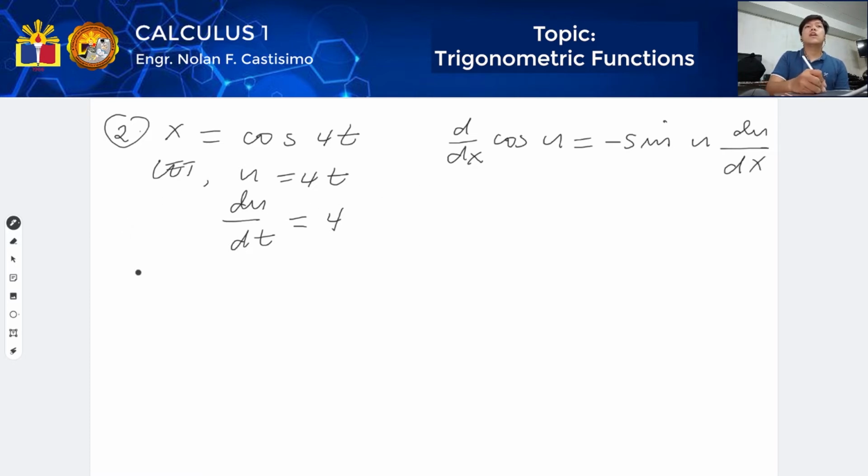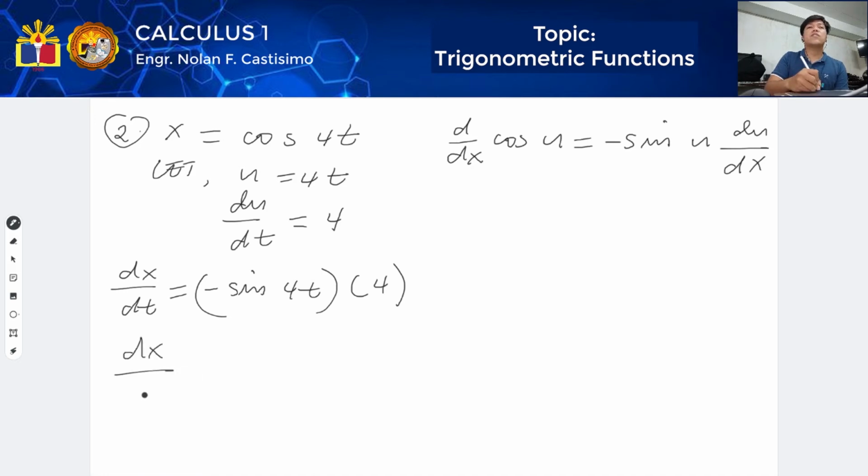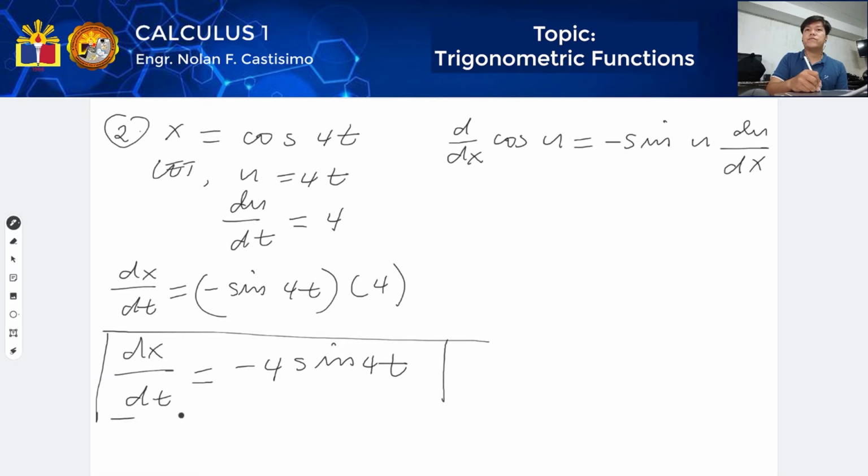So, now, dx over dt is equivalent to negative sine, ano yung u natin? 4t. Lagyan natin ng parenthesis. And ano yung du over dt natin? 4. Ayan. So now we will have dx over dt is equivalent to negative 4 sine 4t. Ayan. So, ito na yung final answer natin for the given function.